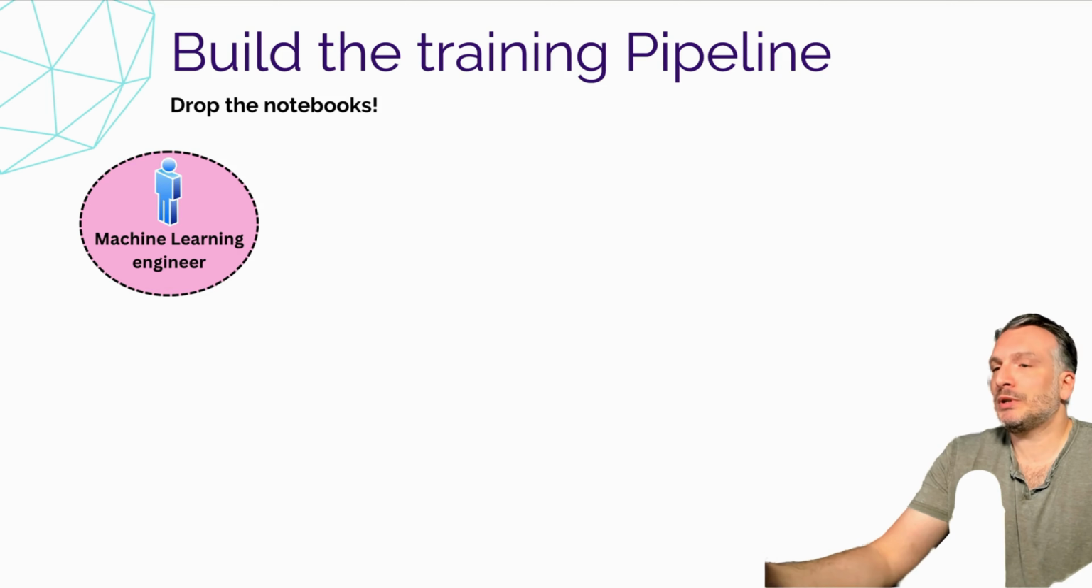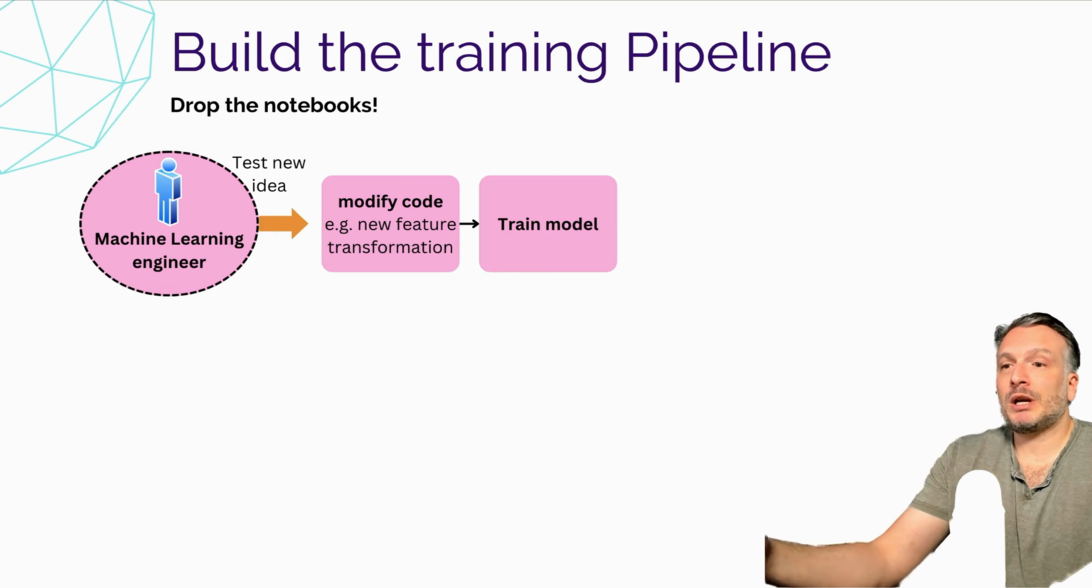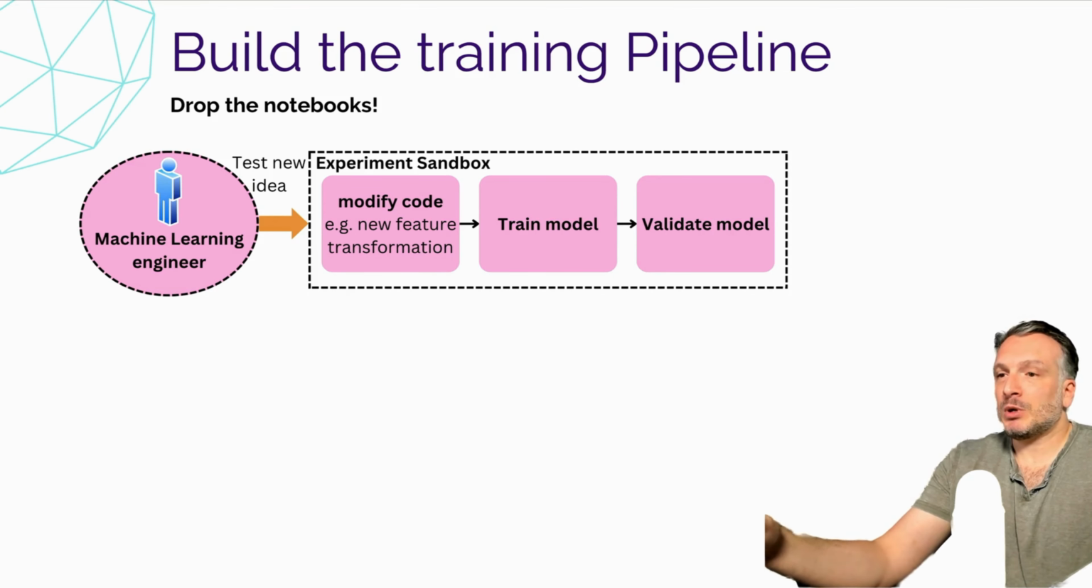So let's look at the potential training pipeline. Let's imagine that a machine learning engineer wants to test a new idea. He may want to modify some code by implementing a new feature or a new transformation. Then he will need to train a model, and we need to validate the model. This is what we can call the experiment sandbox.